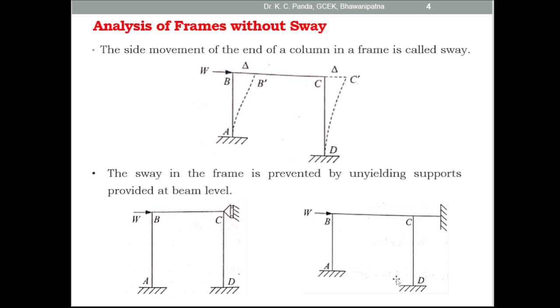And look at this figure. Here these are the vertical members and this is the horizontal member. The horizontal member is extended up to this, and here this is the fixed end. Due to this fixed end, there is no sway taking place. Even if the horizontal load is present, due to this fixed end, there is no displacement of the vertical member. So this is also the case of the non-sway frame.